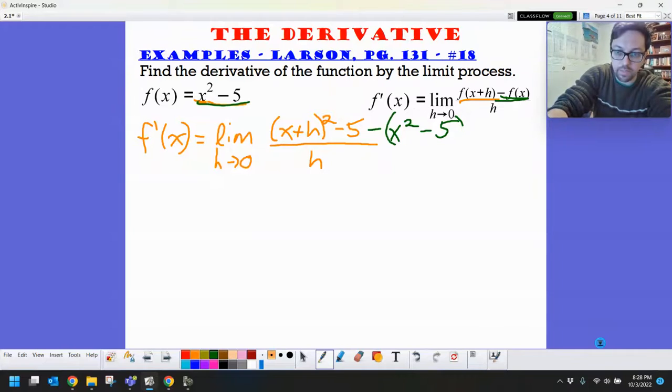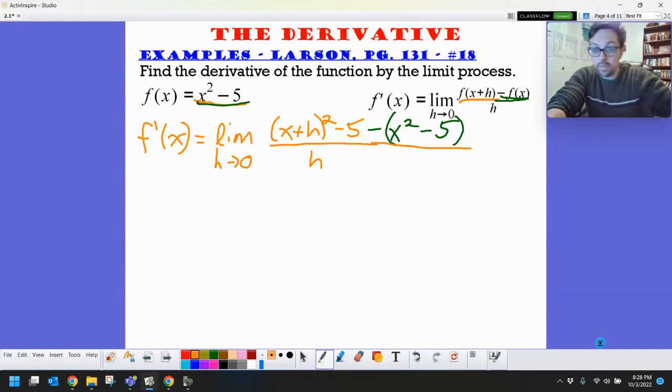I'm going to wrap that up in some parentheses. I'm going to extend my line. Now my job is to just evaluate this limit, and I'll have my derivative. However, I can't plug in h right now because I've got an h in the denominator. It's just an h there. So I've got to simplify that numerator, see what's going on there.